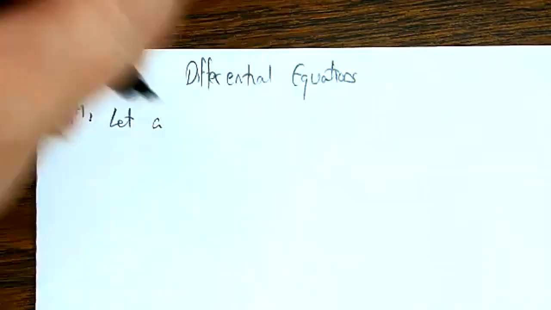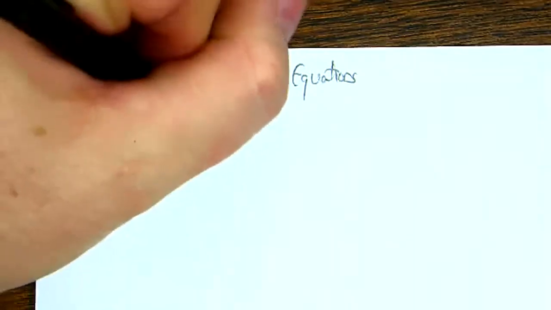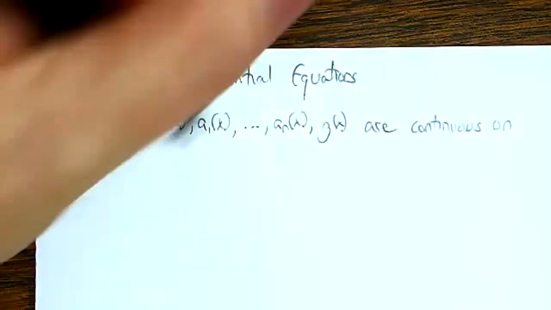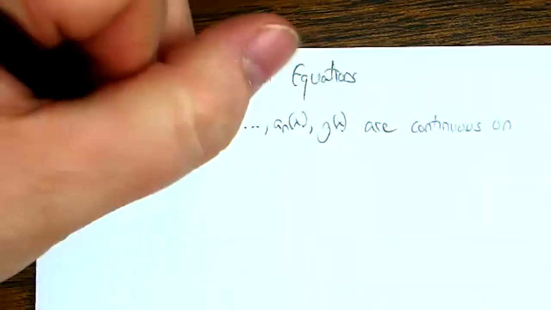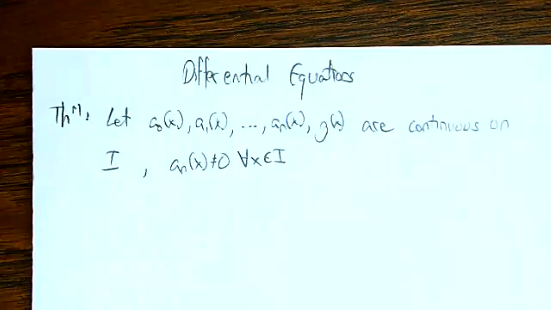Suppose we have a_0(x), a_1(x), all the way out to a_n(x), and g(x), which are all continuous on some interval I, with a_n(x) not equal to 0 for all x in that interval.